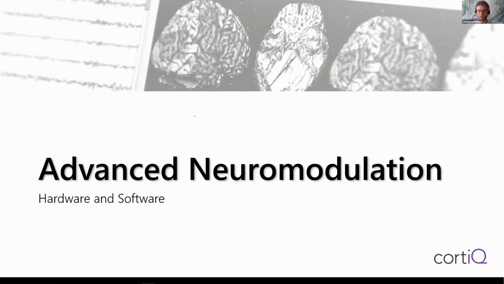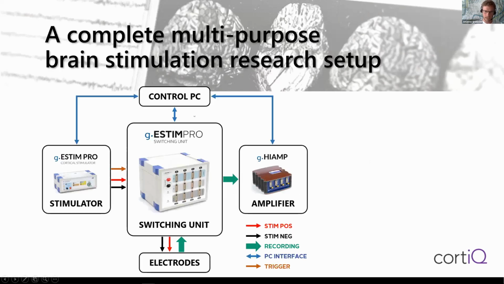So this was a wrap-up of the clinical field and all the applications. So let's go to more advanced and more research-related scenarios. Here you can see a complete multipurpose brain stimulation research setup. It basically includes everything you need, in terms of hardware and software, to create sophisticated and versatile open loop and closed loop brain stimulation setups.